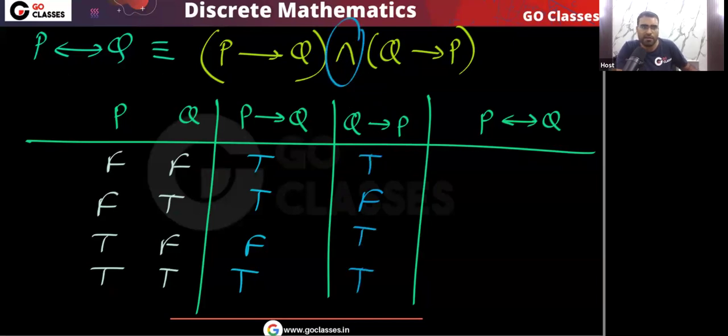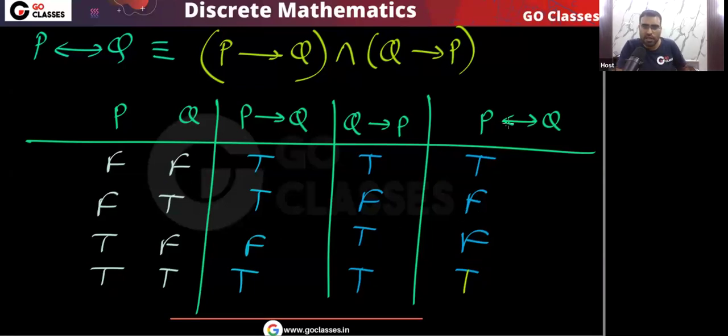Now let's do the AND, because P biconditional Q means P implies Q and Q implies P. So let's do the AND of these two. True and true, that is true. True and false, that is false. False and true, that is false. True and true, that is true. Is this clear? So very simple. This is the truth table of P biconditional Q.